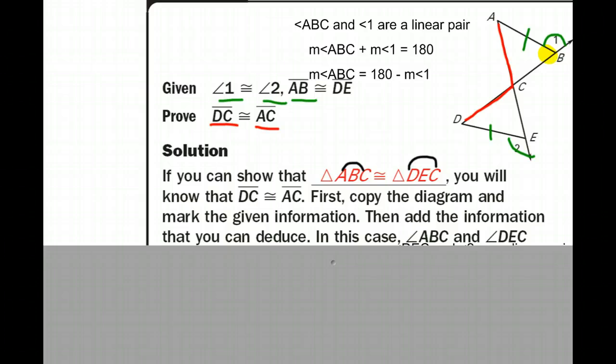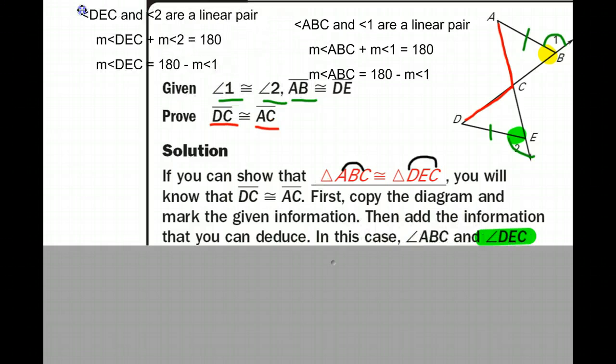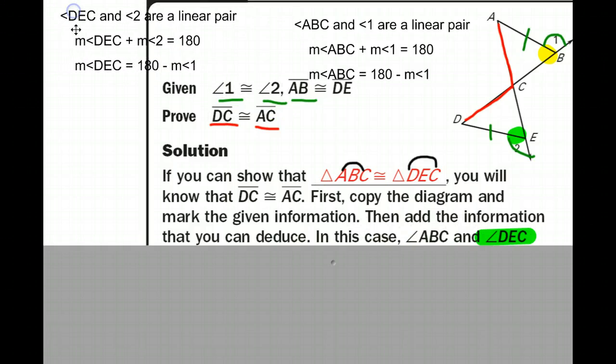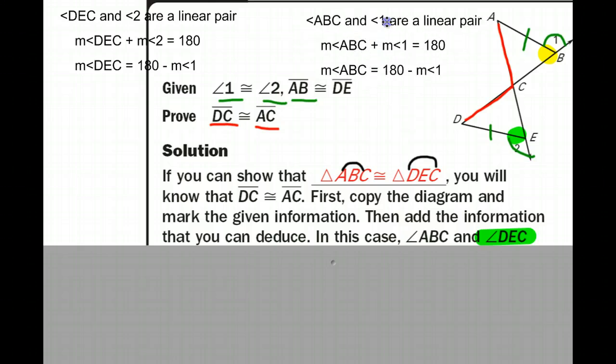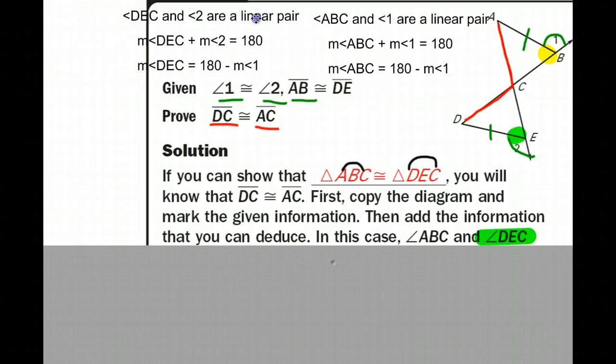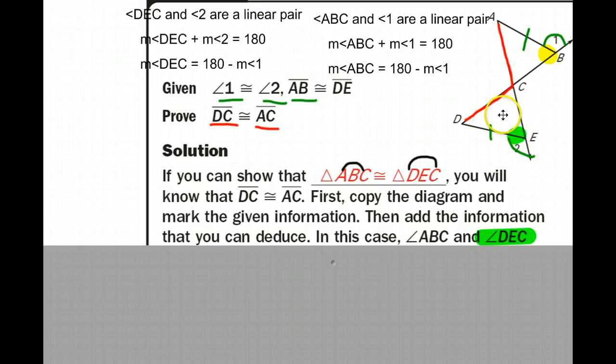And what we can also see is that angle DEC forms a linear pair with angle 2, which means simply the same thing, that if I add up the measures of angles DEC and angle 2, I'm going to get 180 degrees, which means the measure of angle DEC is equal to 180 minus the measure of angle 2.